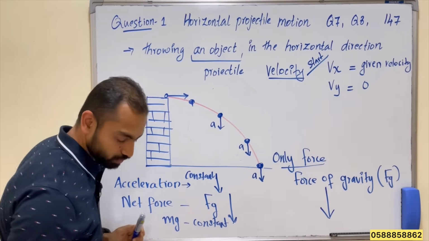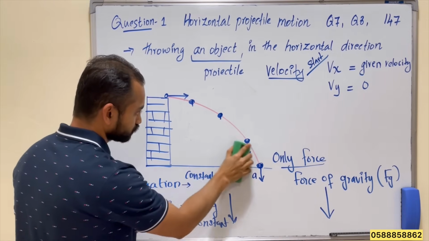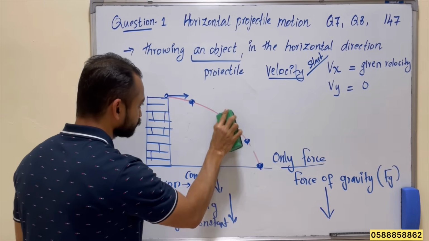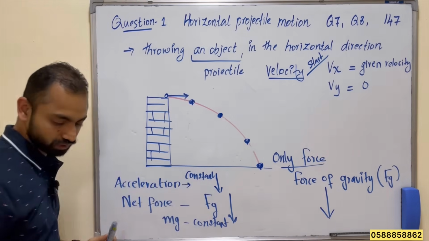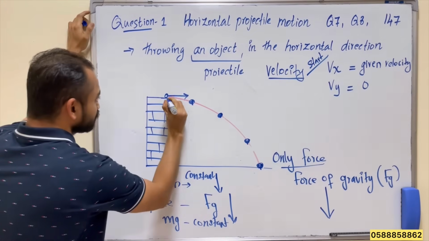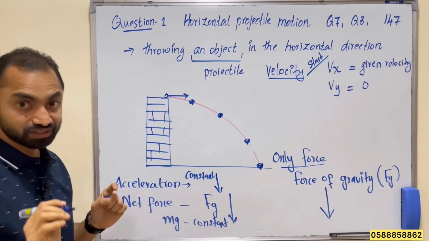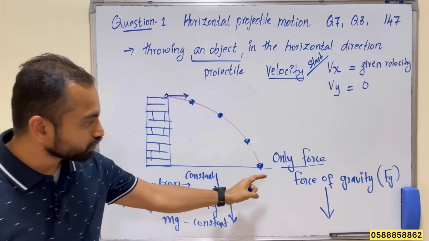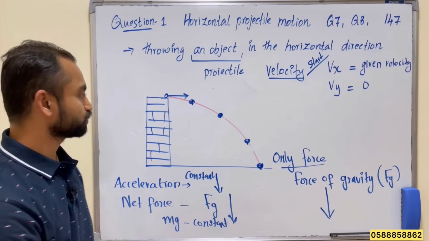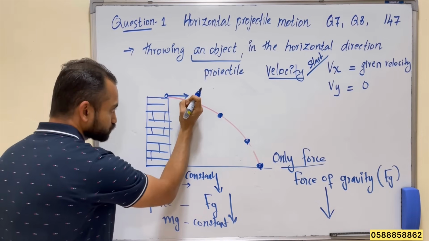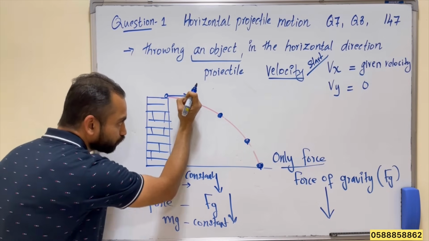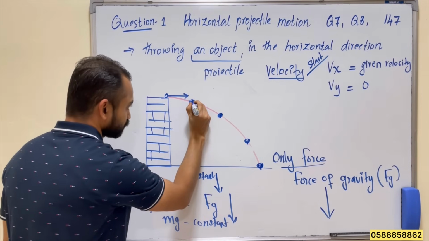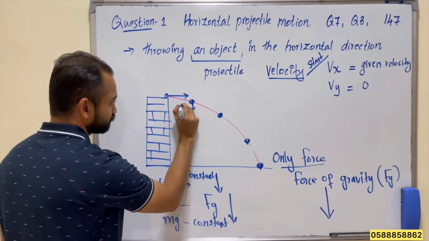So now we will talk about the velocity and acceleration. At the beginning there is no velocity in the vertical direction, so Vy is equal to 0. But because of the weight of the object, the force of gravity is pulling the ball downwards, right? So because of that it will have a vertical velocity Vy.